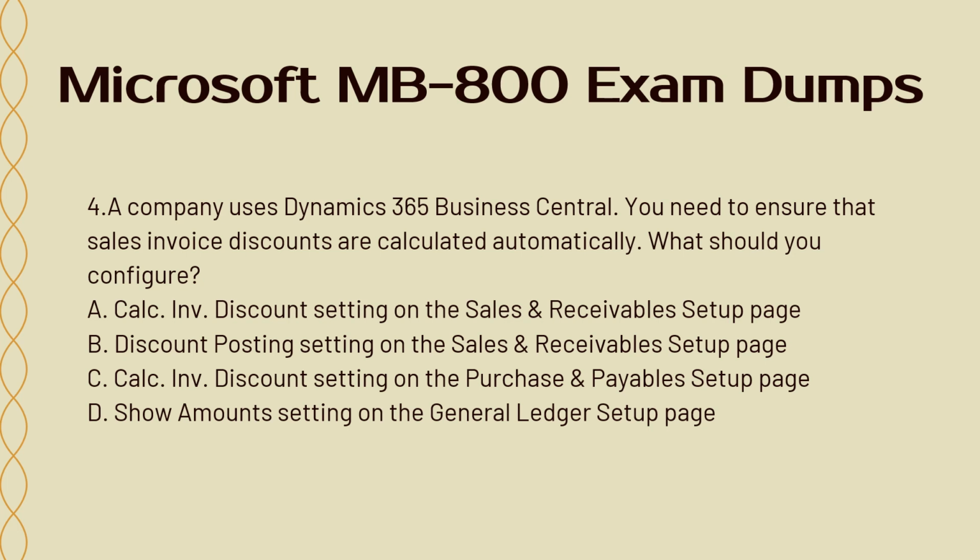4. A company uses Dynamics 365 Business Central. You need to ensure that sales invoice discounts are calculated automatically. What should you configure? A. Calc. Inv. Discount setting on the Sales and Receivables Setup page. B. Discount Posting setting on the Sales and Receivables Setup page. C. Calc. Inv. Discount setting on the Purchases and Payables Setup page. D. Show Amounts setting on the General Ledger Setup page.